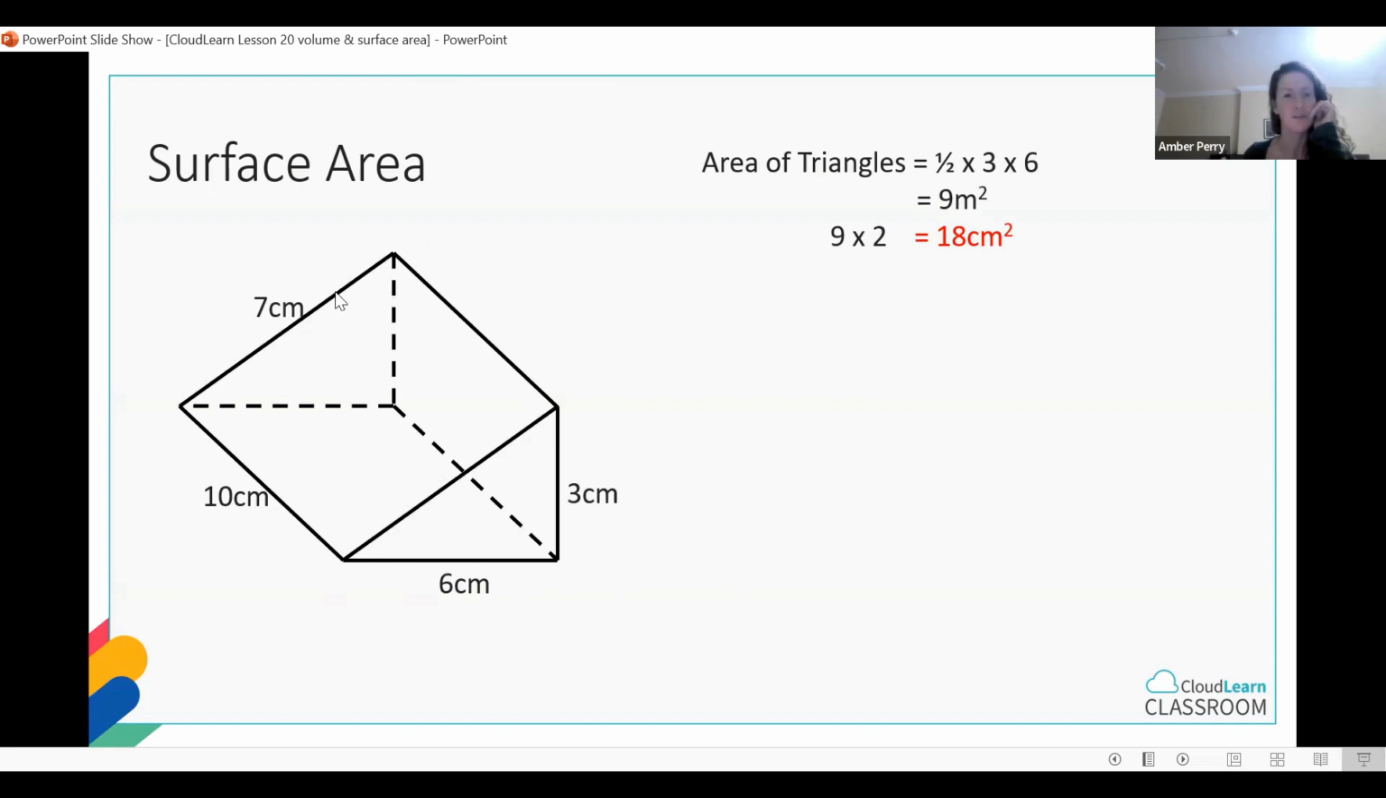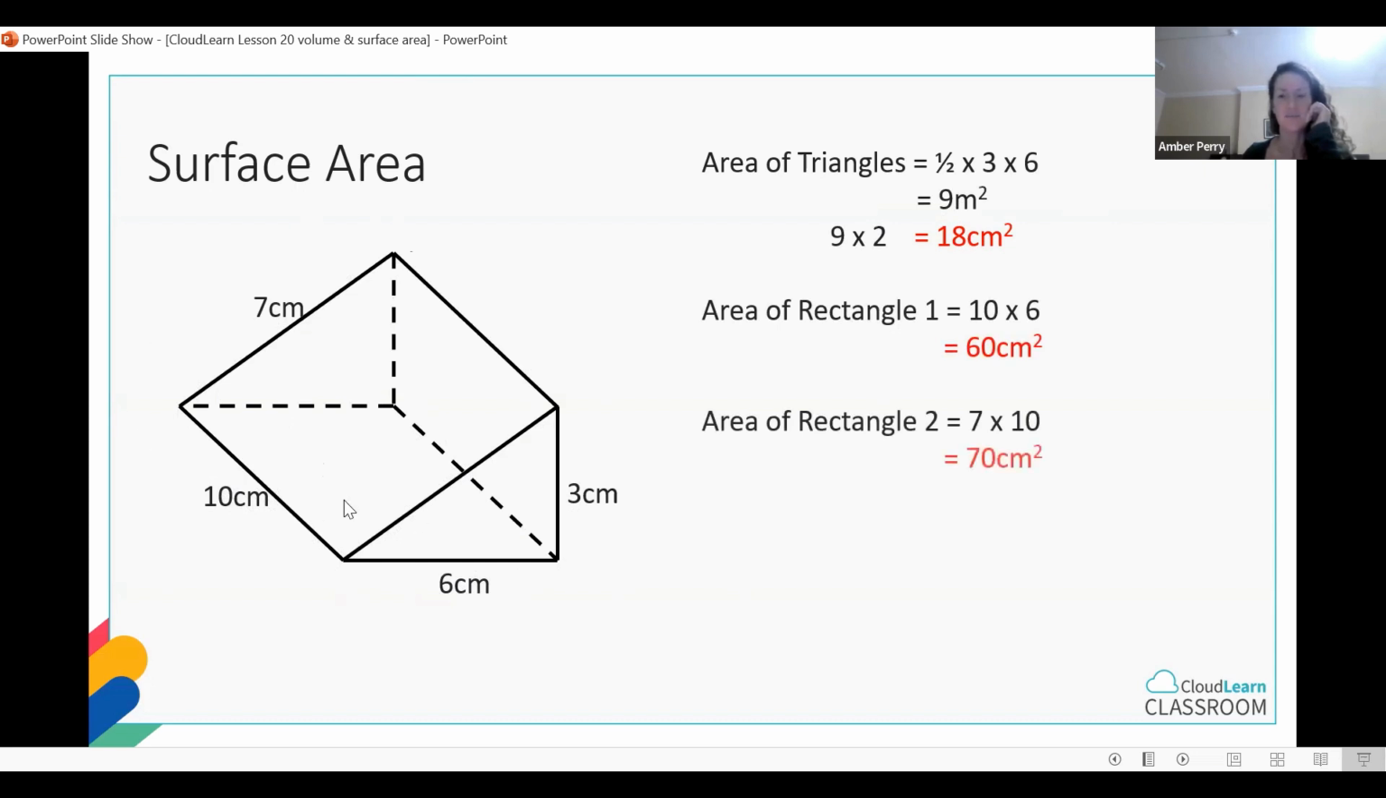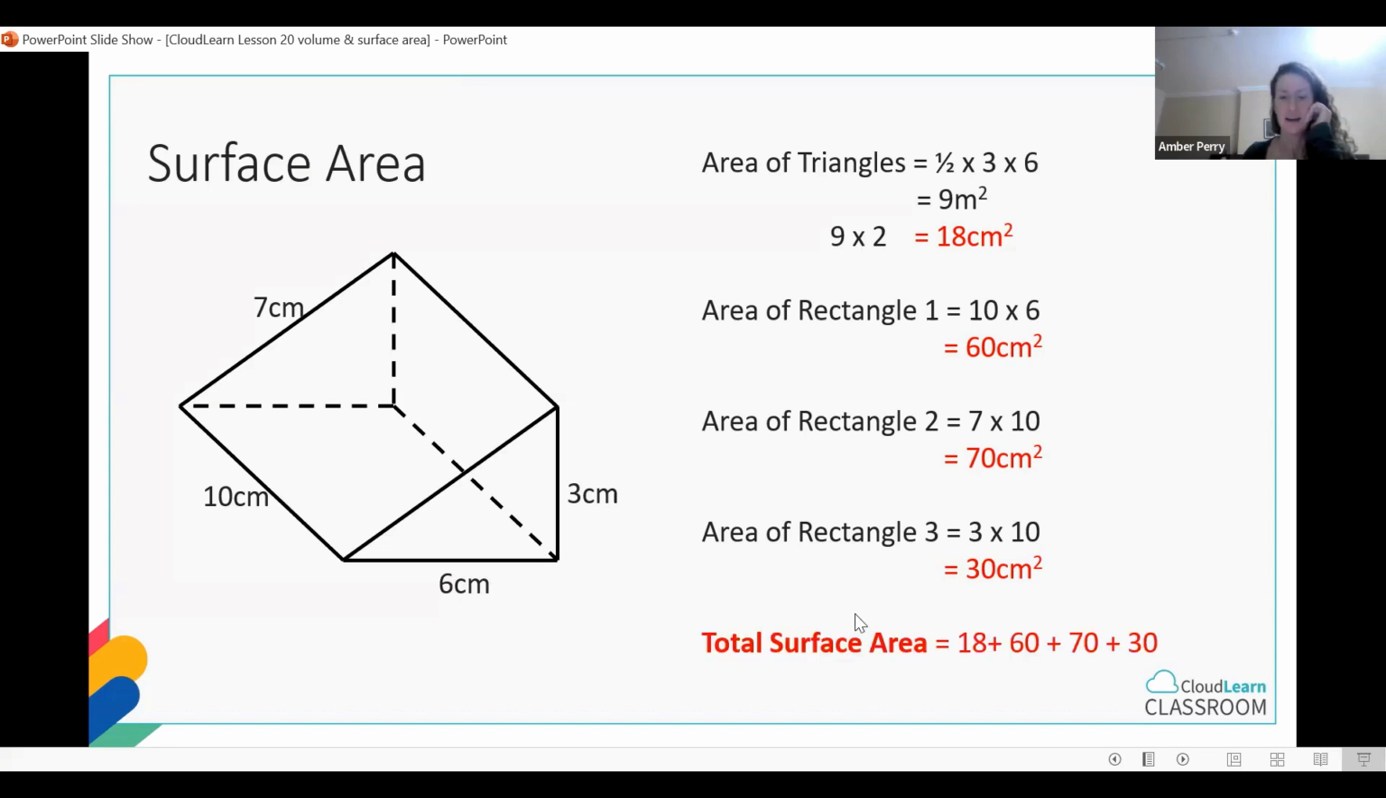This kind of top rectangle is 7 times 10. Oh, no, it seems I've done the bottom rectangle first on here. So the bottom rectangle is 6 times 10, okay? 60. This top rectangle here is 7 times 10, it's 70. And this back rectangle here is 3 times 10, it's 30, okay? Finally then, now we've checked, I've got 3 rectangles and 2 triangles. I can add those together. And the final answer is 178 centimeters squared. Okay, so fantastic work for getting that answer.